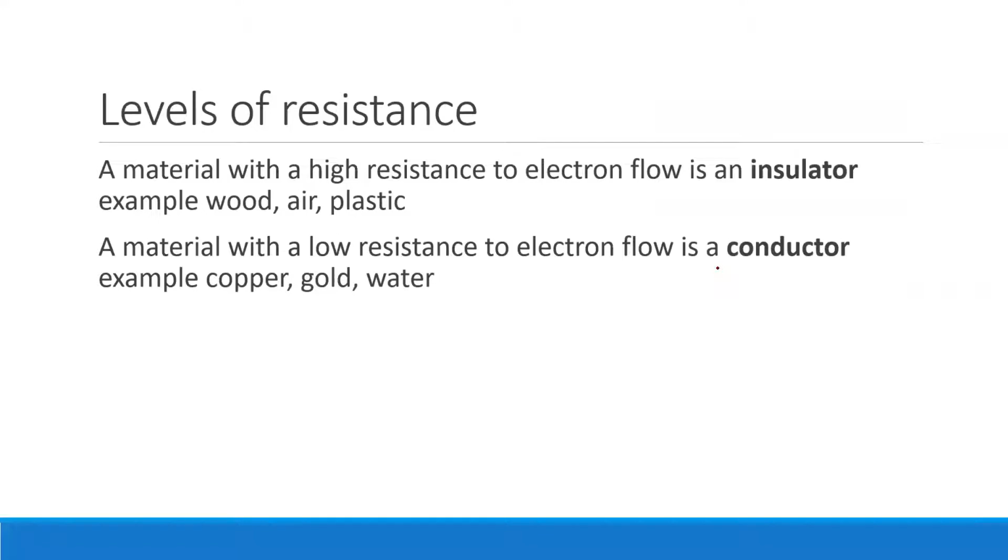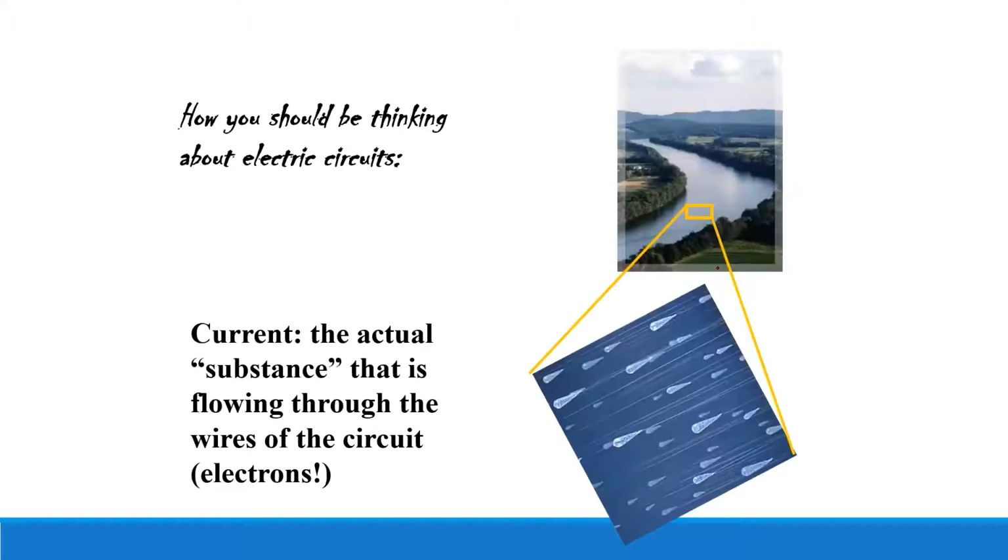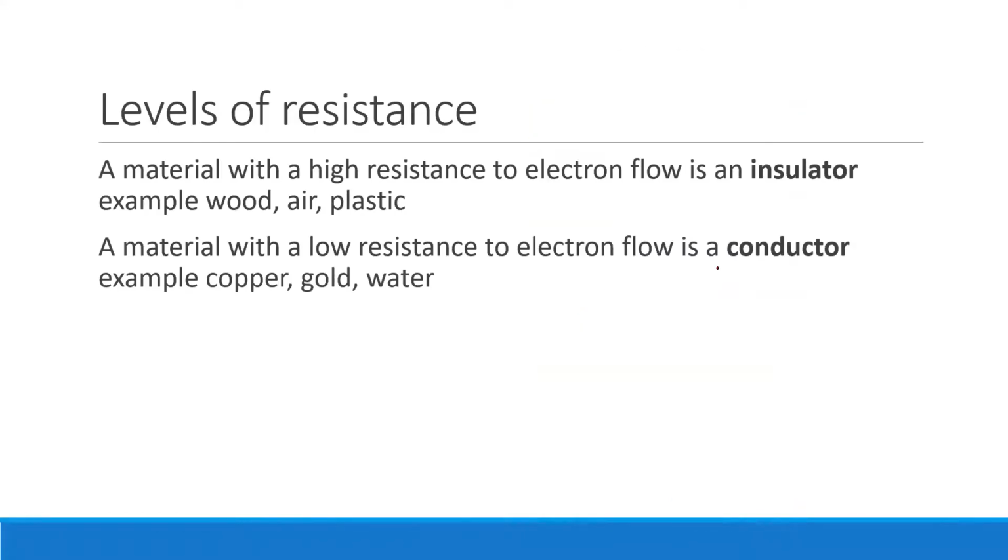The last little bit about resistance is just a reminder, we've already talked about this: high resistance to electron flow is something like an insulator, like wood or air or plastic. Things that have low resistance to electron flow are conductors like copper and gold and water. We discussed this back when we talked about what current can flow through. Pretty much wrapping up, this brings us to V equals IR as a formula.